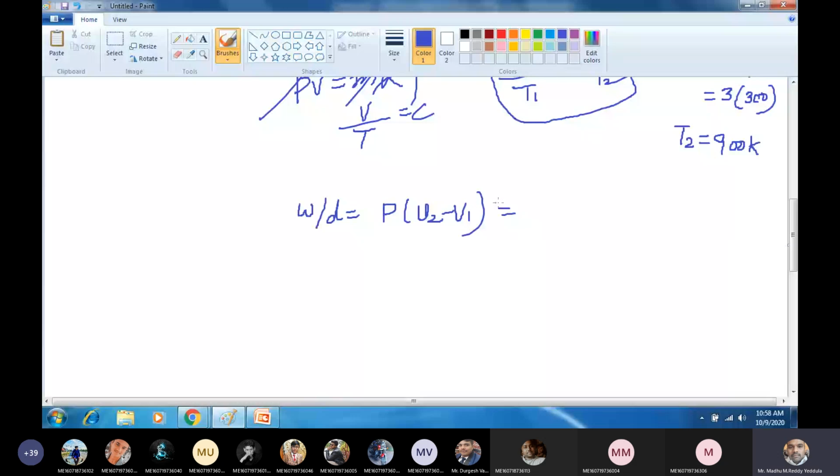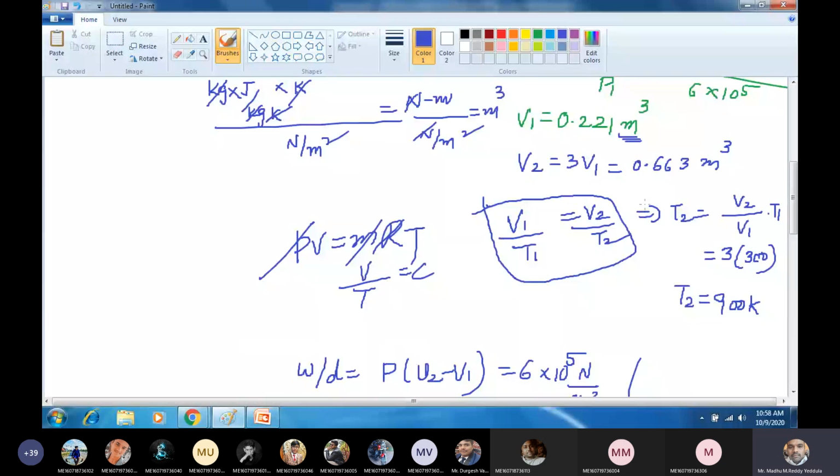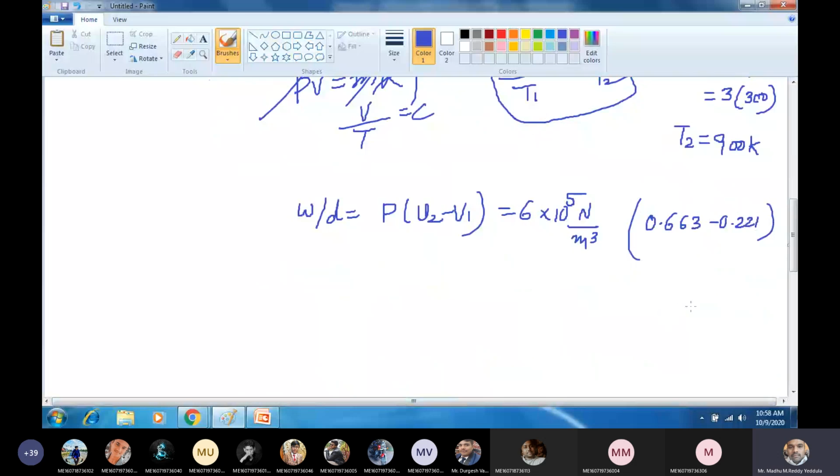How much is the P value? That is 6 into 10 power 5, in Newton per meter square. And V2 minus V1: V2 is equal to 0.663, minus 0.221. How much is this? This value is in meter cube.